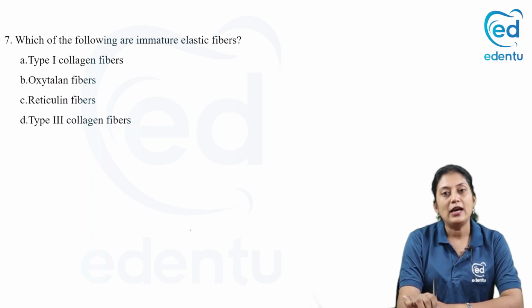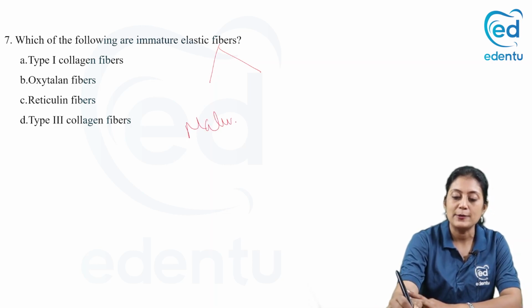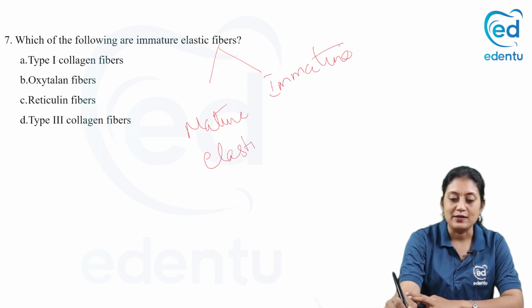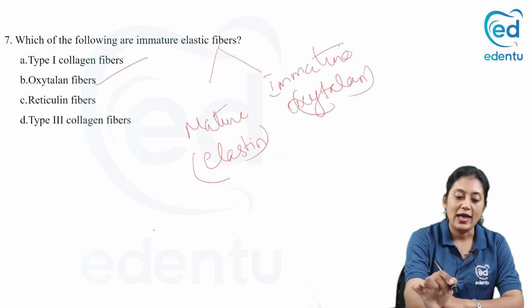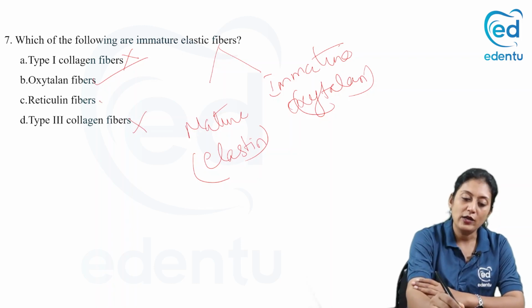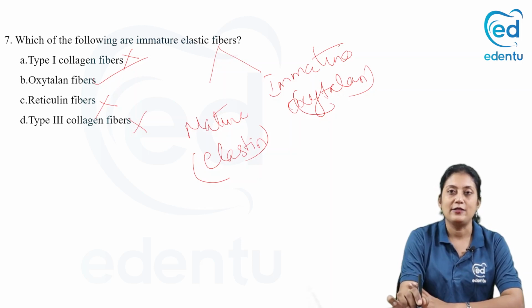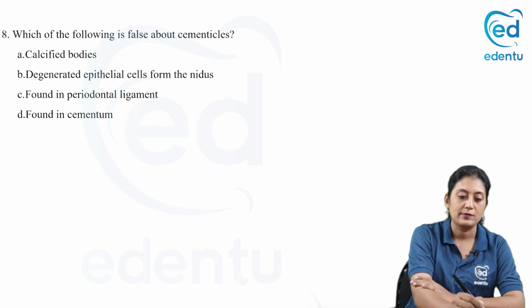Which of the following are immature elastic fibers? So, the elastic fibers are of two types, mature ones and immature ones. Mature fibers are called elastin. Immature fibers are called oxytalin. So, the answer here is oxytalin fibers. Collagen fibers are not at all elastic fibers. So, this option is wrong. Reticulin fibers are also different from elastic fibers. So, the right option is oxytalin fibers. They are the immature elastic fibers most commonly seen in the periodontal ligament.